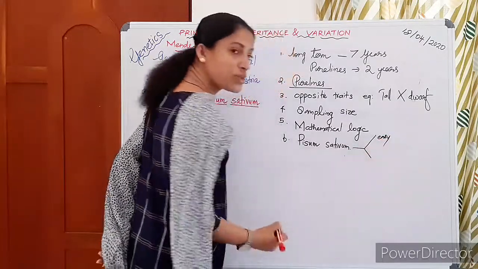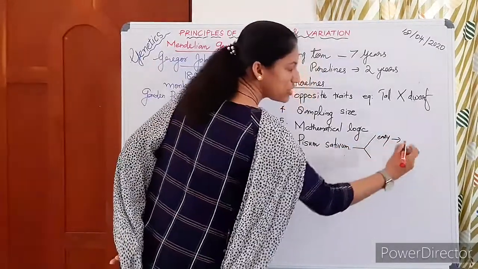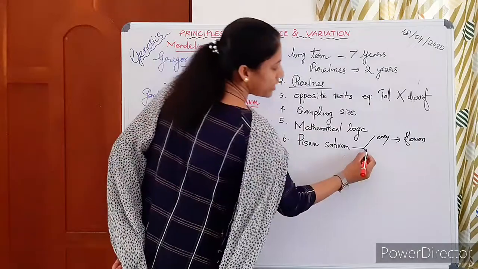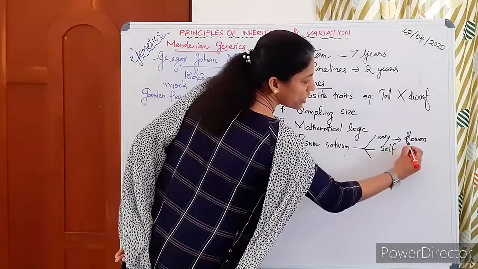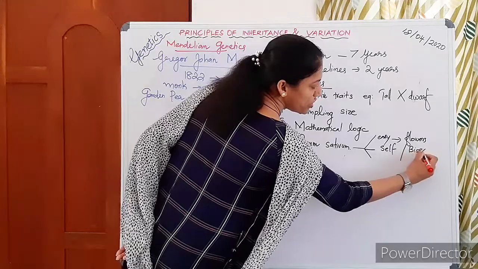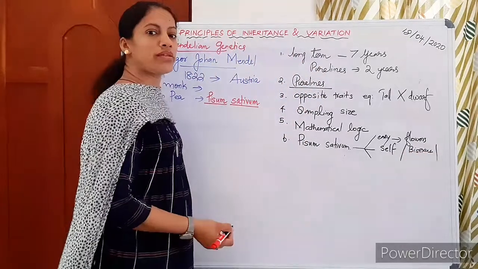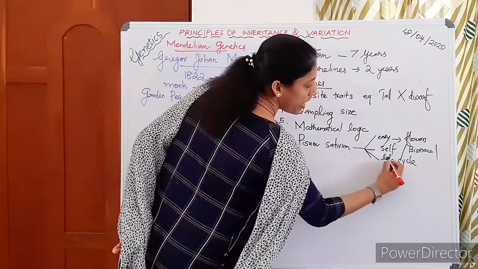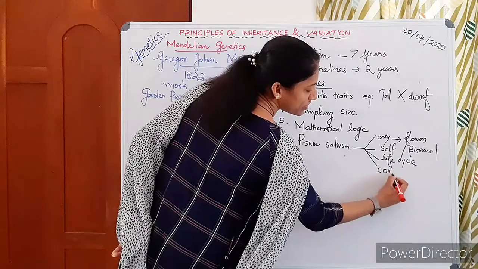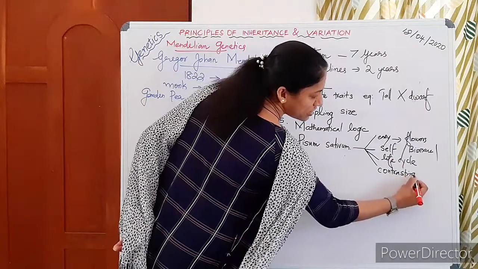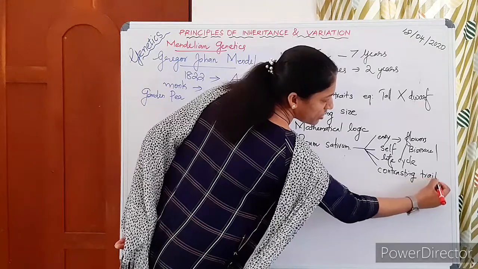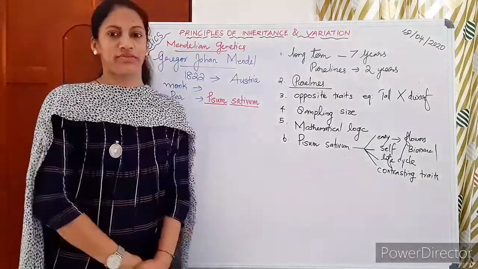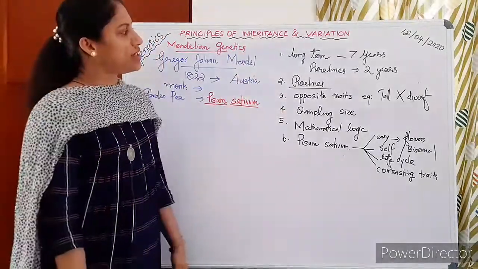He used Pisum sativum as a material, and the plant was easy to handle. Its flowers were conspicuous, making any pollination easy to carry out. It is a bisexual, self-pollinating plant, and it completed its life cycle quickly. It provided a number of traits with contrasting features, and he could find many different varieties of this plant. These are all the reasons for Mendel's success.